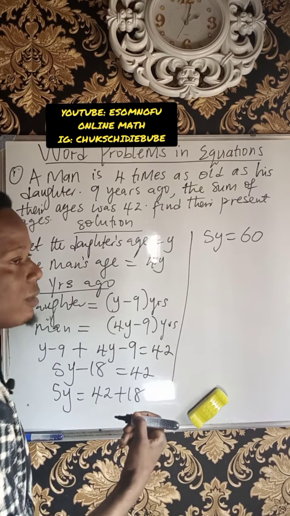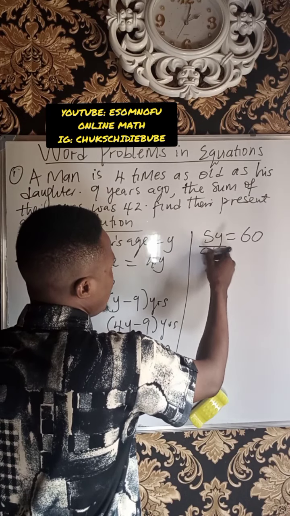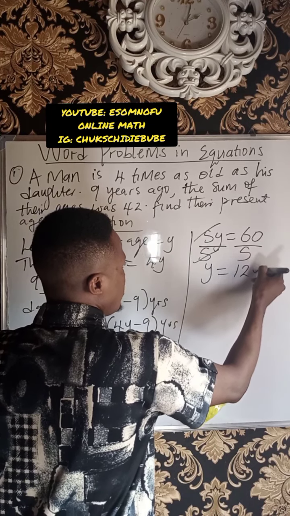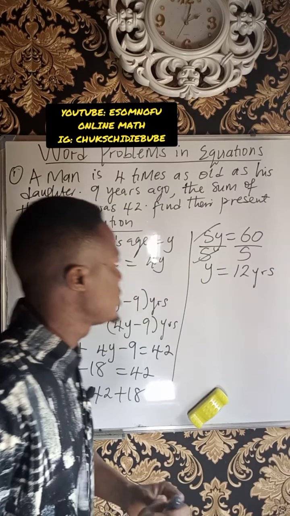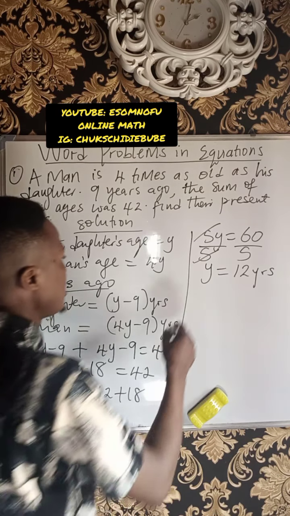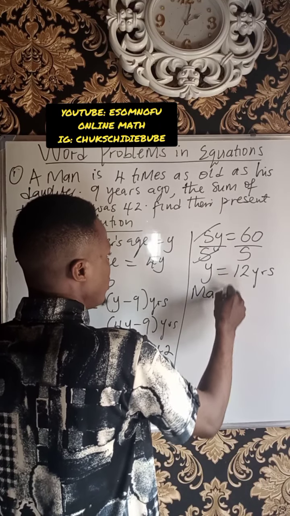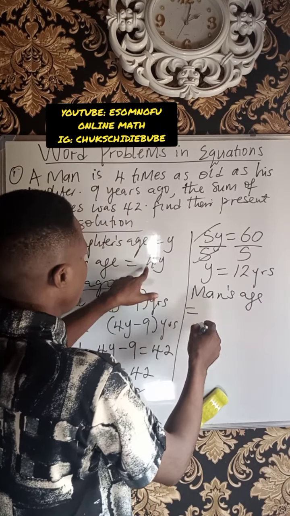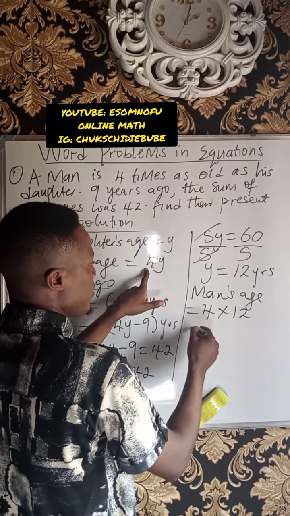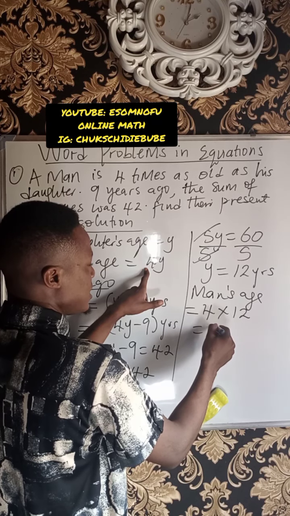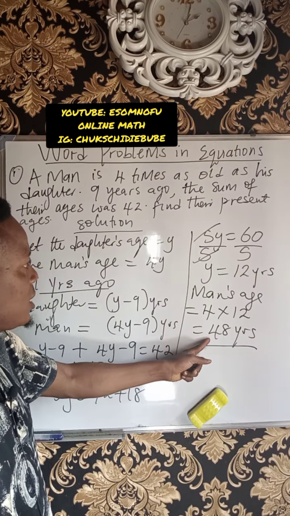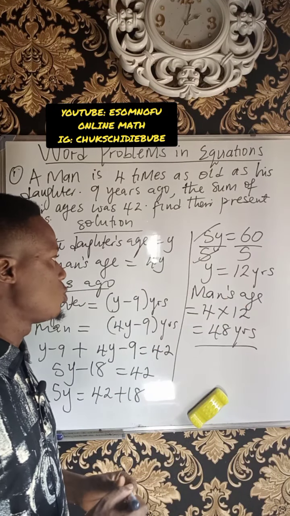To get the value of y, I will divide both sides by 5, which is the coefficient of y. So I'm dividing by 5. When I divide 60 by 5, I am getting 12 years. This implies that the daughter is y years old, which is now 12 years. The daughter is 12 years old. Then the man's age will now be 4y, according to the equation, which is 4 times 12, because y is now 12. And when I multiply 4 by 12, I am getting 48 years. You can now see that the man is 48 years and the daughter is 12 years.